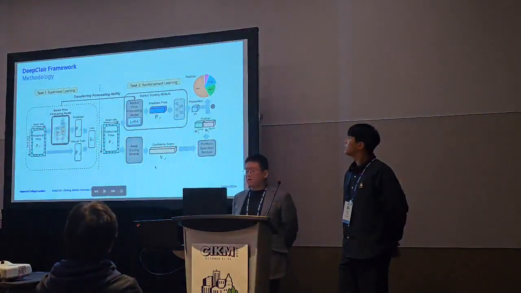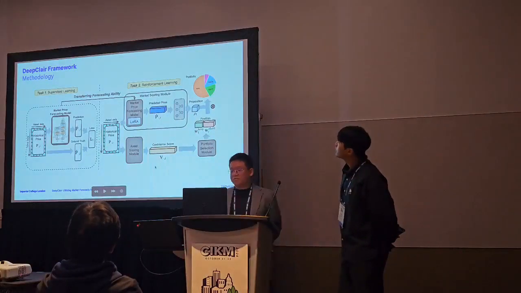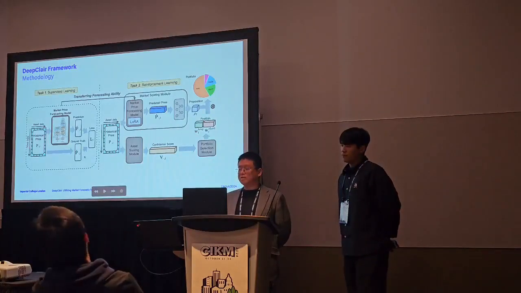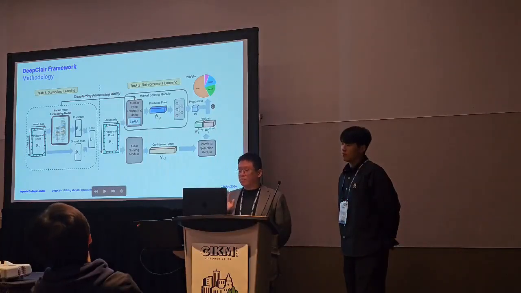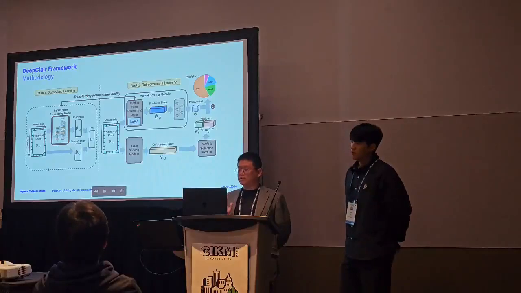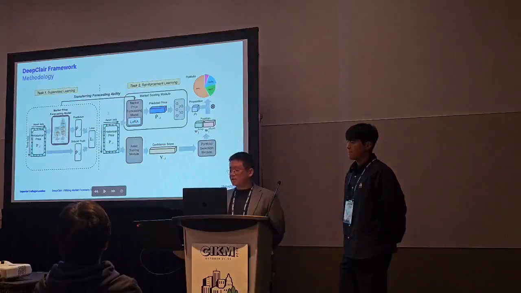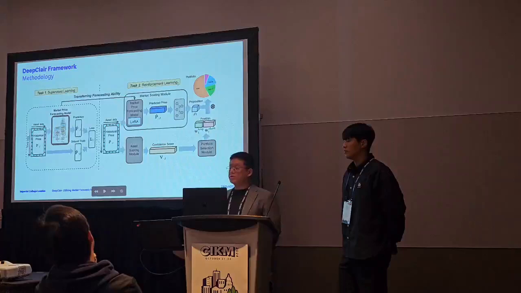So this is the overview of our DeepClair framework. As you can see, there are two main parts in the framework. The first part is the market price forecasting model, utilizing supervised learning technology. And then another part is about creating a portfolio. For that, we are going to use reinforcement learning technology. I am going to explain each part one by one.